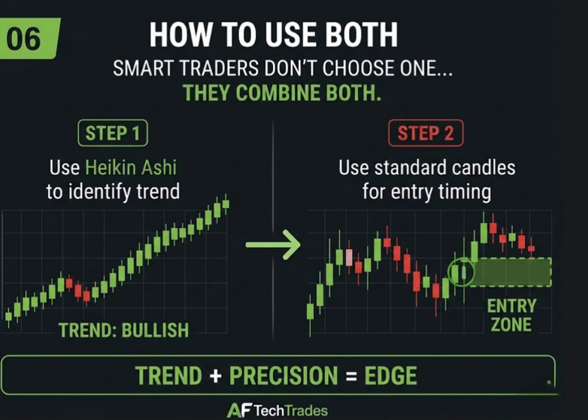Here's the real edge. Use Heikin Ashi to identify the trend. Let it guide you on the direction of the market. Then switch to standard candles for your entry. Wait for a pullback, wait for confirmation, and then execute with precision. This way, you're not guessing direction, and you're not entering blindly. You're combining clarity with precision. And that's where your edge comes from.